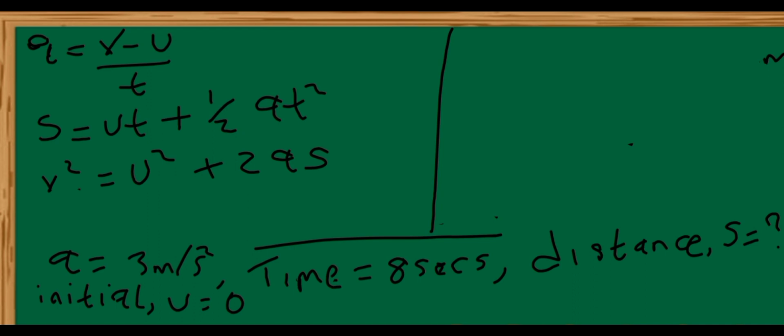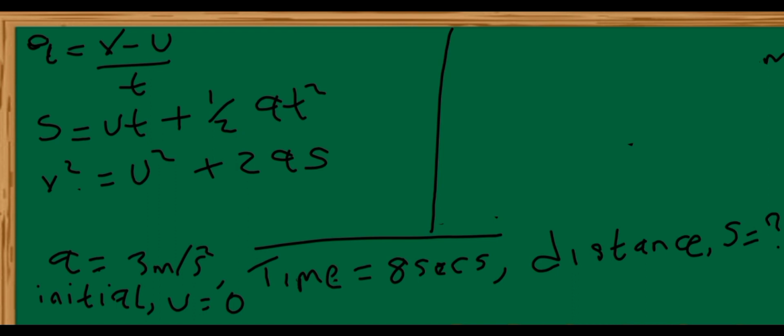Now, let me come back to the first formula again. There we have a, acceleration, 3 meters per second square, is that not? v is final velocity. Do we have final velocity here? No. So this formula and these parameters could not fit into the first formula. So let's try the second formula and see.